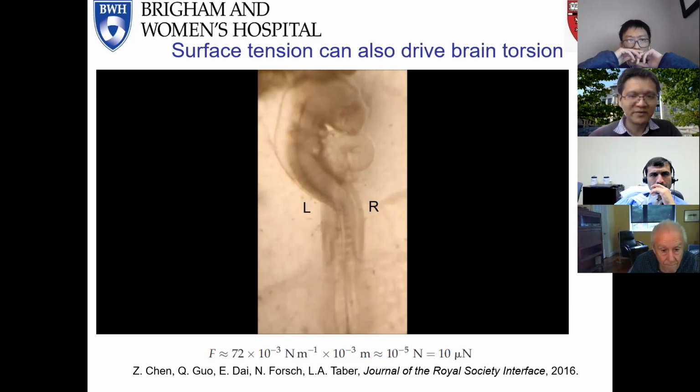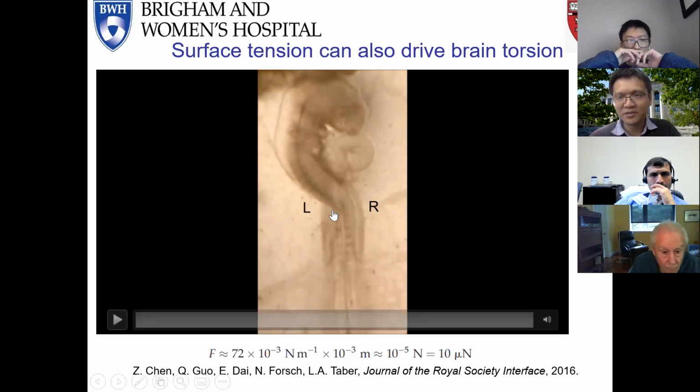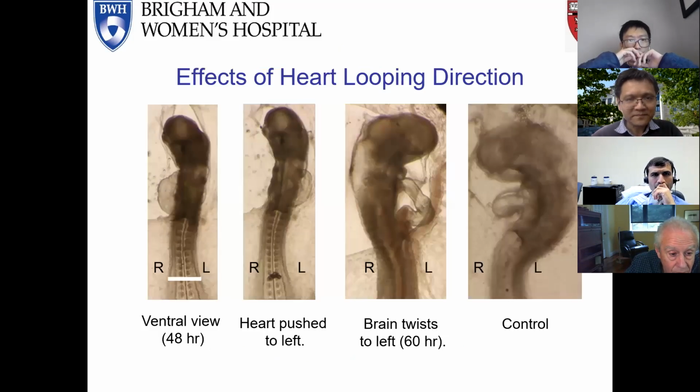that causes the brain to immediately twist to 90 degrees. So this happens in just a few seconds. This is in real time, and that shows it's mechanics that drives the brain torsion.